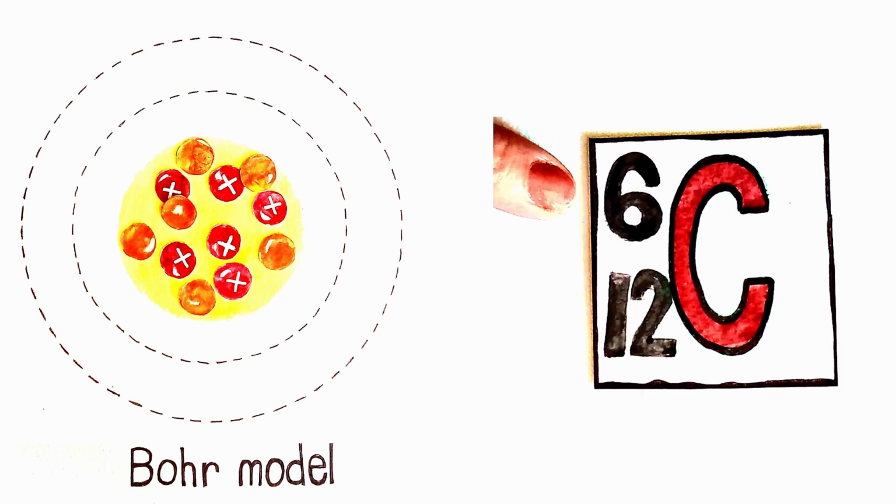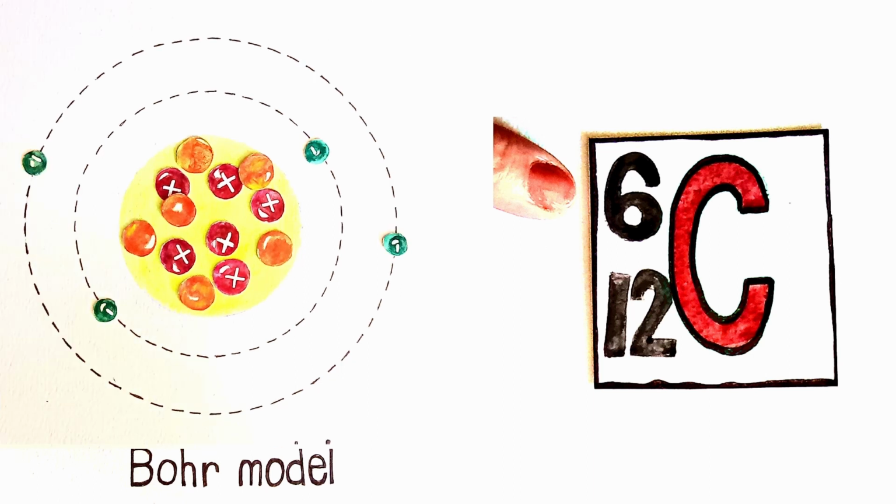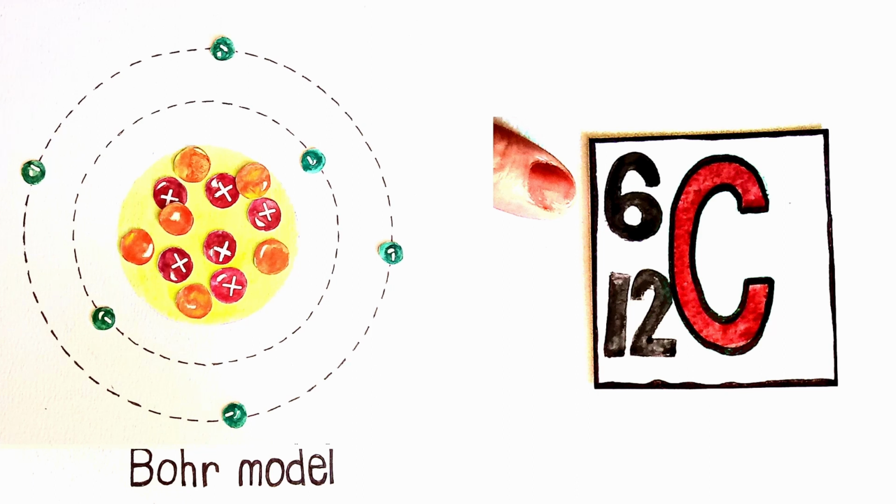Let's look at the atomic number again. In a neutral carbon atom, there will be 6 electrons. Let's add them. 1, 2. Now the first energy level is full. We have to add the next one to the second energy level. 3, 4, 5, 6. Carbon is done.